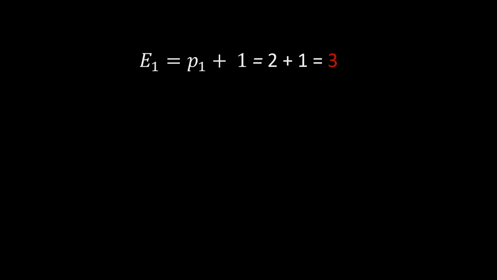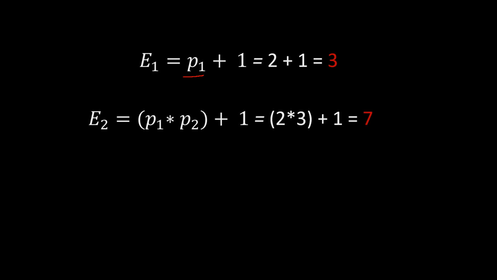So for example, what would E1 be? It will be the first prime number. I don't have to multiply any numbers, just the first one, plus 1, so 2 plus 1 is 3. E2 will be the multiplication of the first 2 prime numbers and add 1. So that will be 2 times 3, add 1 to get 7.